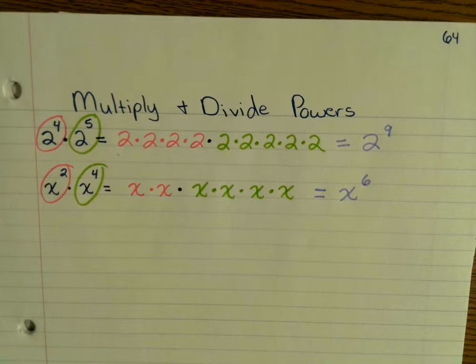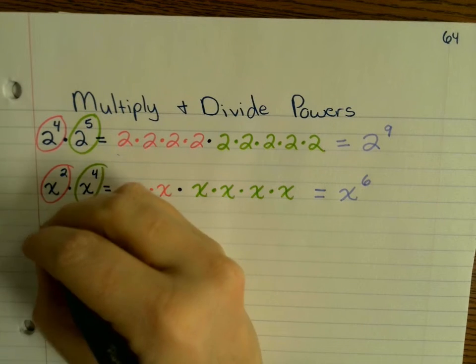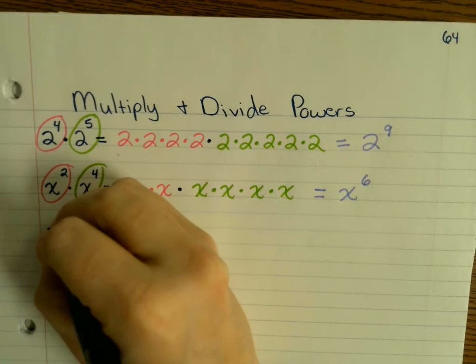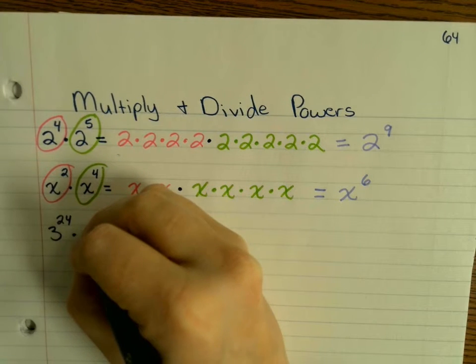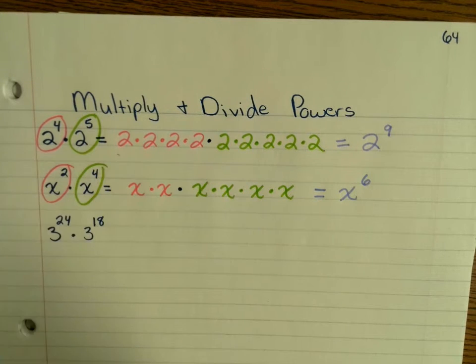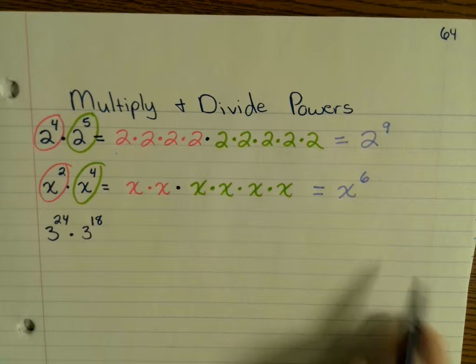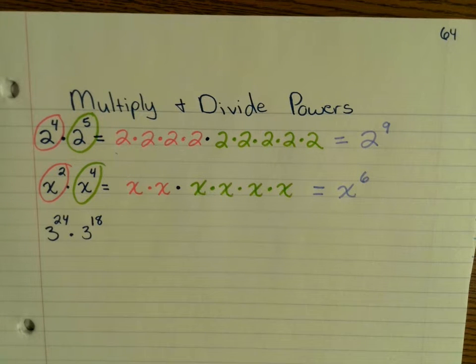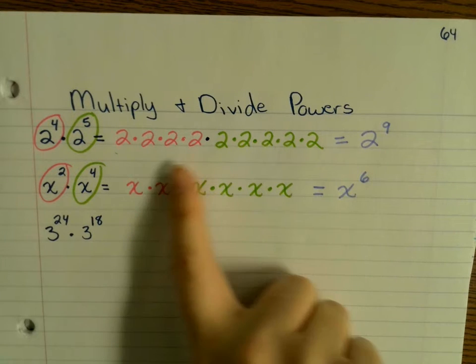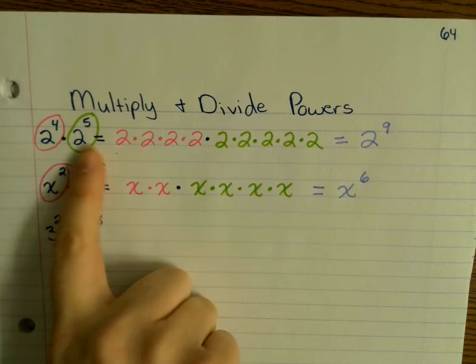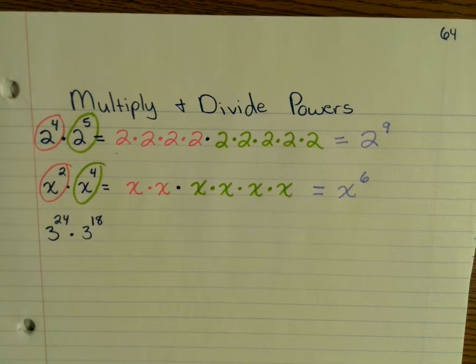But what if you come across a situation where it's something like 3 to the 24th times 3 to the 18th? Do you really want to write that all in expanded form? No. I don't want to write 3 24 times and then another 18 times. That's just too much for me to do. So there's a simpler method to it. What do you think is actually happening when we multiply 2 of the same exact bases together? What are we actually going to be doing with the exponent? Can anybody make a connection here?